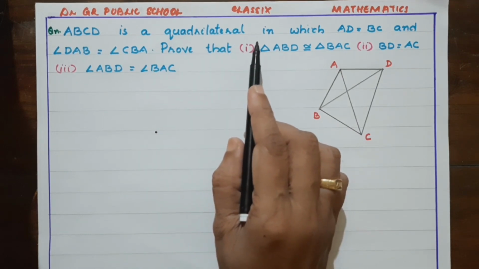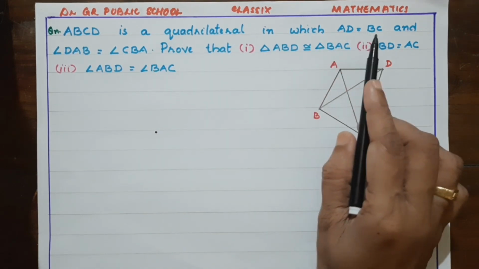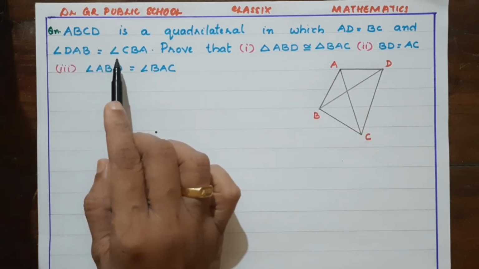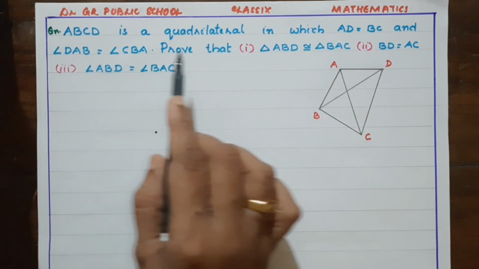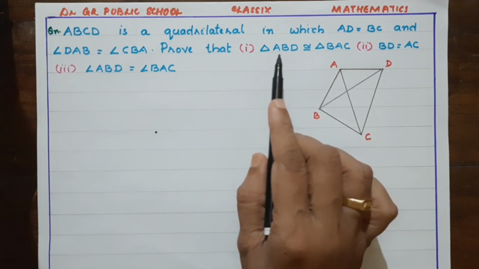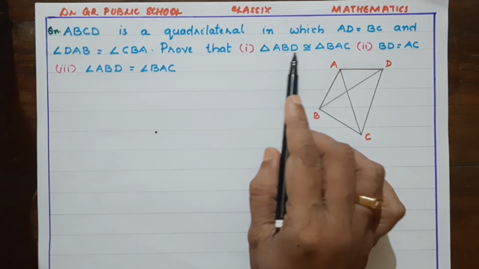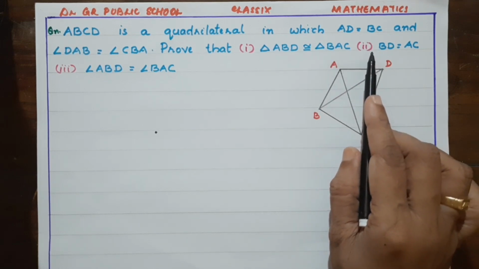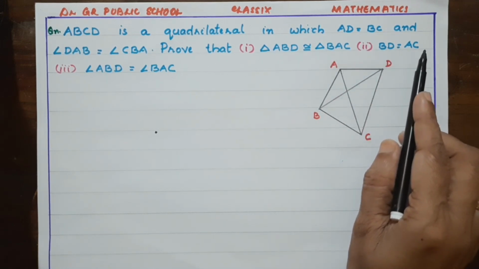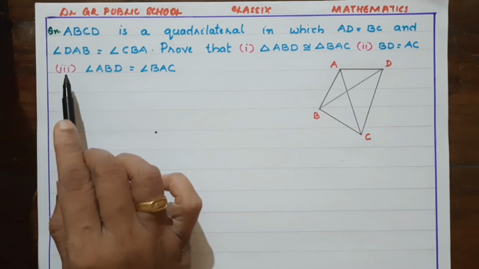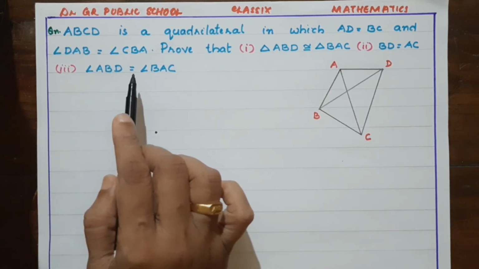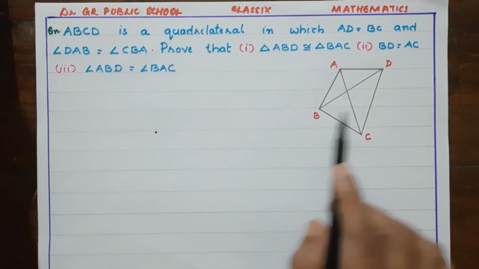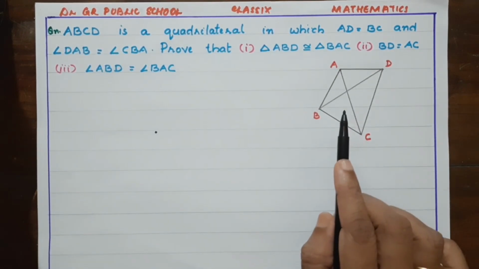ABCD is a quadrilateral in which AD equal to BC and angle DAB equal to angle CBA. Prove that, first question, triangle ABD congruent to triangle BAC. Second question, BD equal to AC. And third question, angle ABD equal to angle BAC. Okay, children. So, analyze the question and analyze the figure.